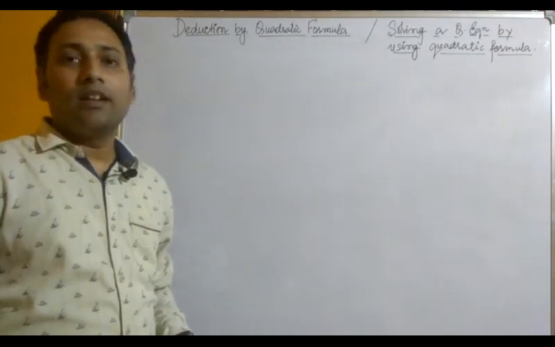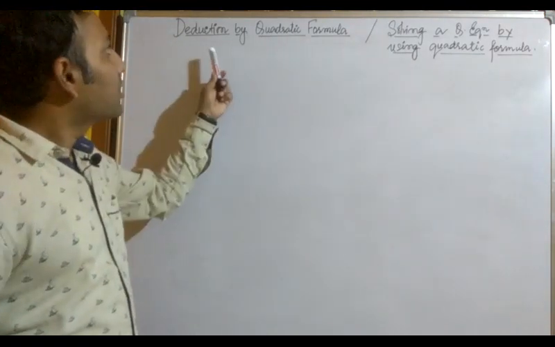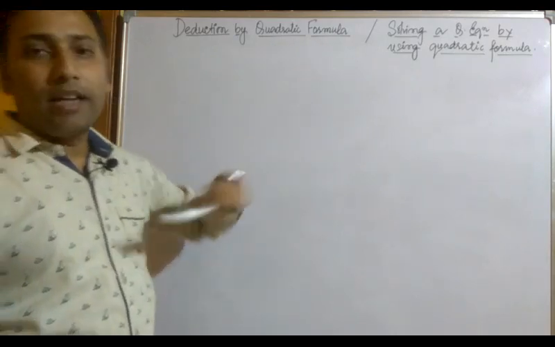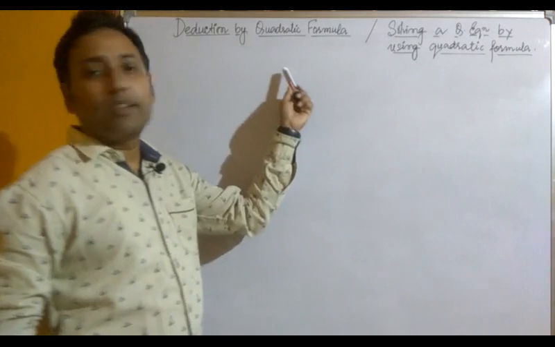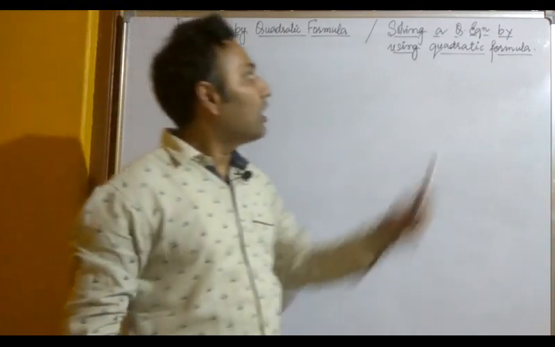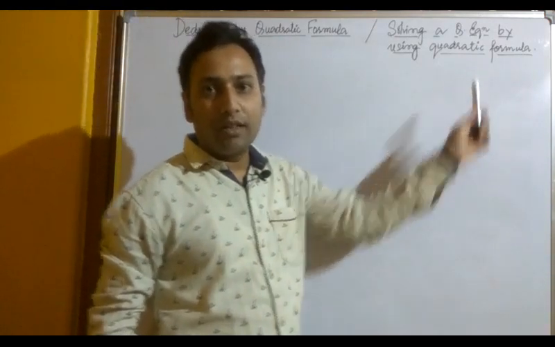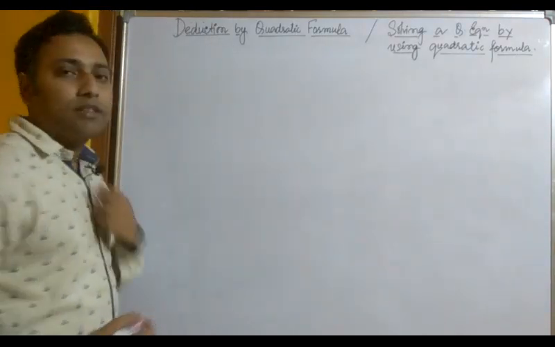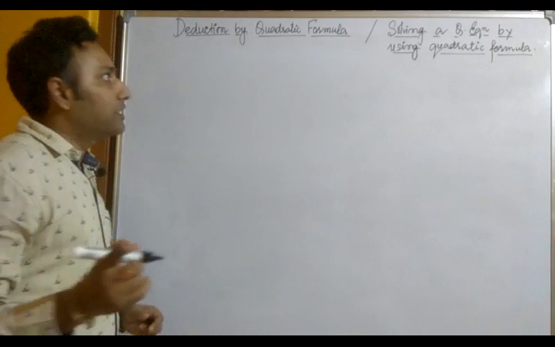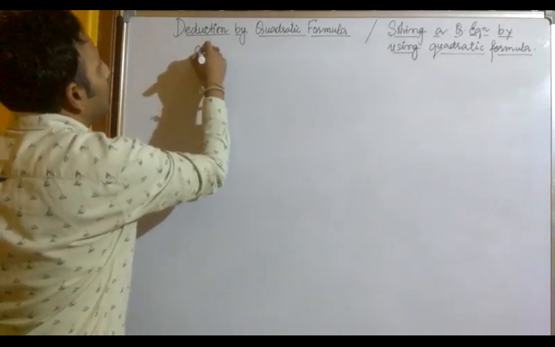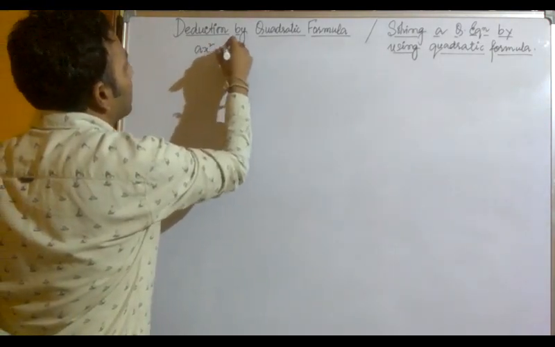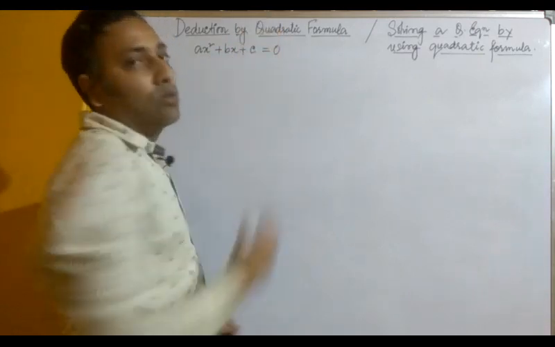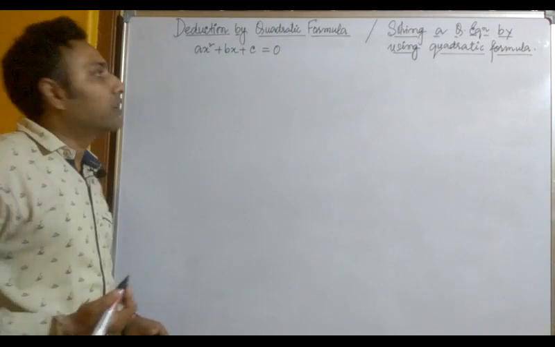Today we are going to cover the deduction of the quadratic formula, and side by side I'll teach you how to use this quadratic formula and solve a quadratic equation. So let's get started. We will start from the standard form of a quadratic equation, which is ax square plus bx plus c is equal to 0. So we all know about the standard form of a quadratic equation.